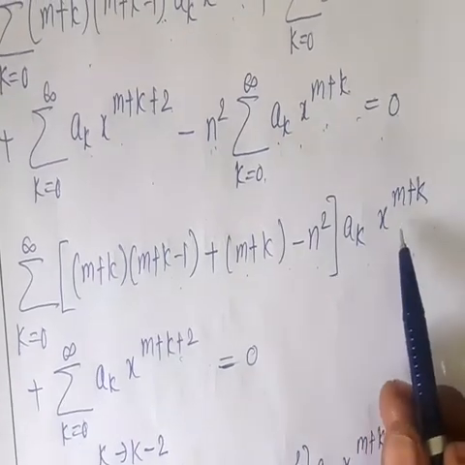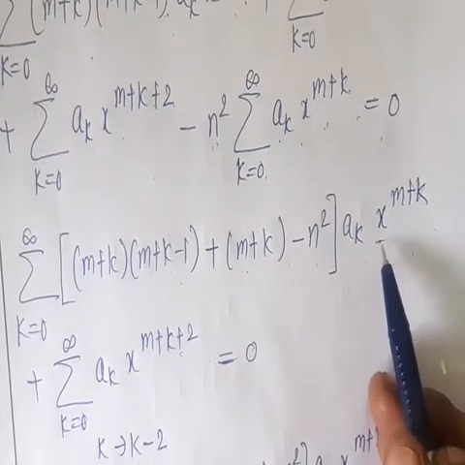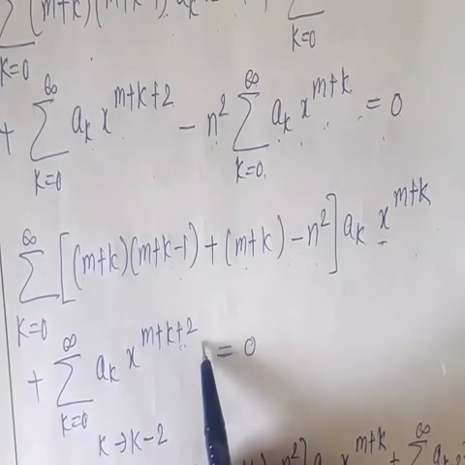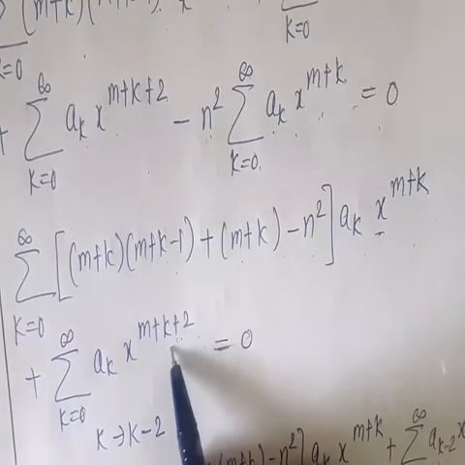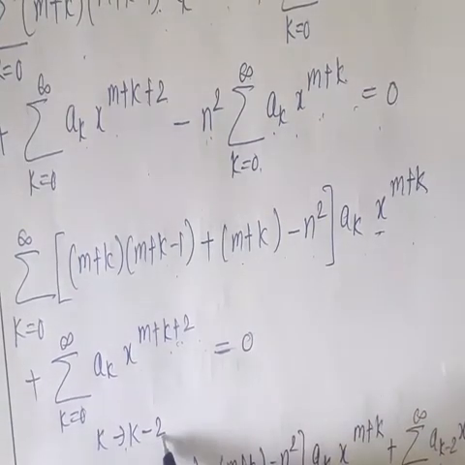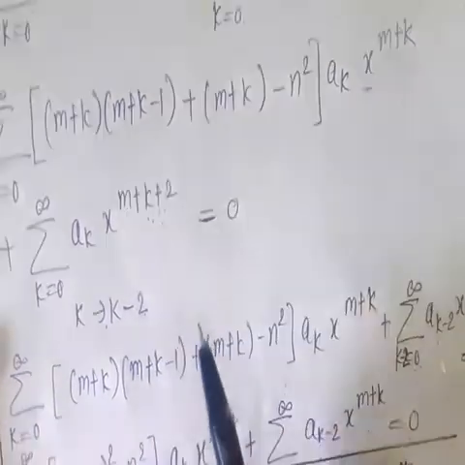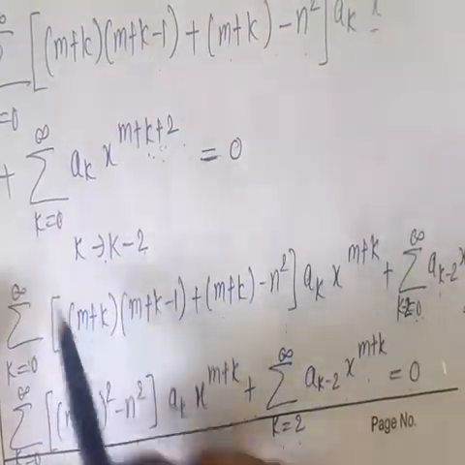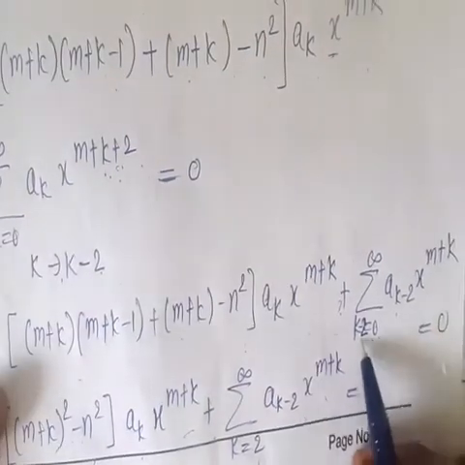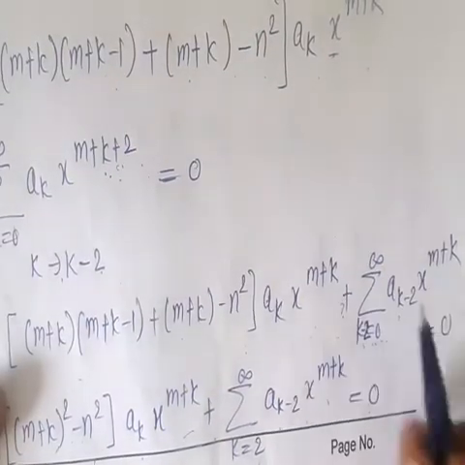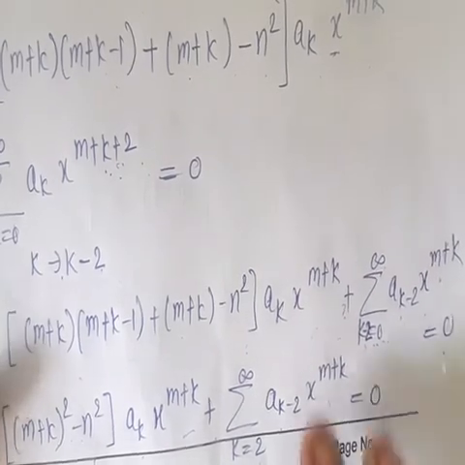Now we focus on the power. The power here is x to the power m plus k, and the second power is m plus k plus 2. So we convert both the powers to the same. So replace in the second term k by k minus 2. If k becomes k minus 2, it becomes m plus k. So summation k equal to 0 to infinity, the first bracket remains as it is, plus summation a k minus 2 x to the power m plus k, equal to 0.